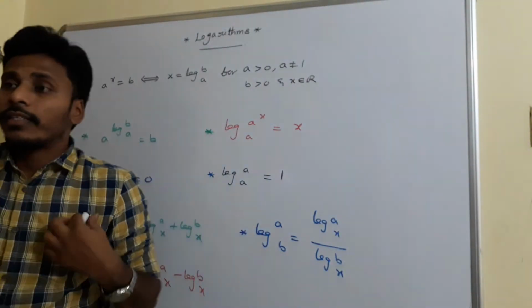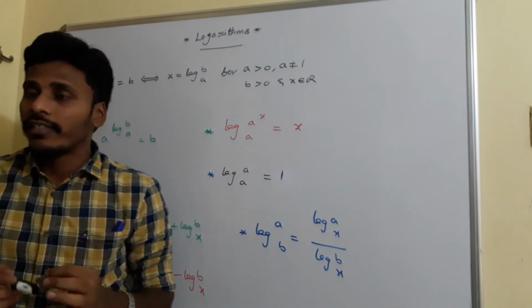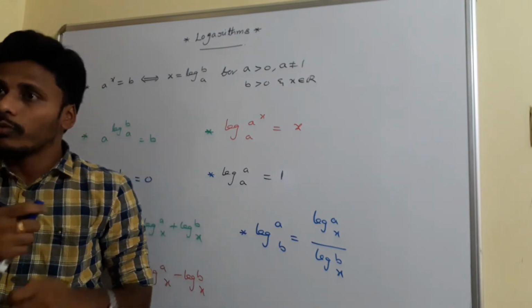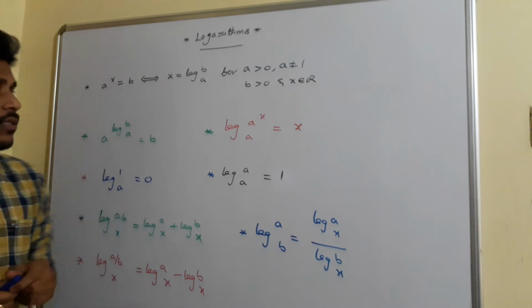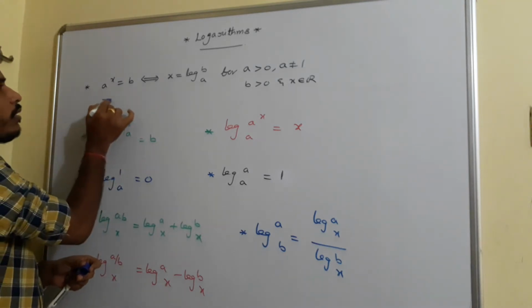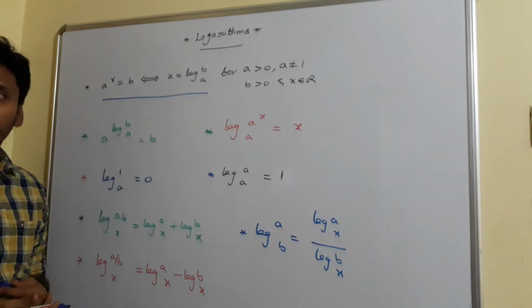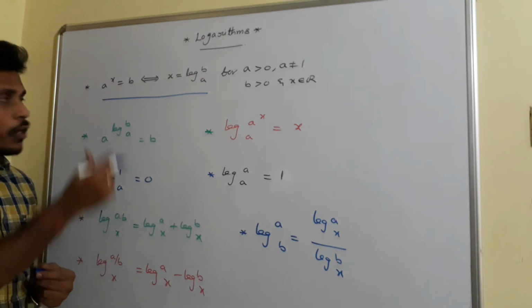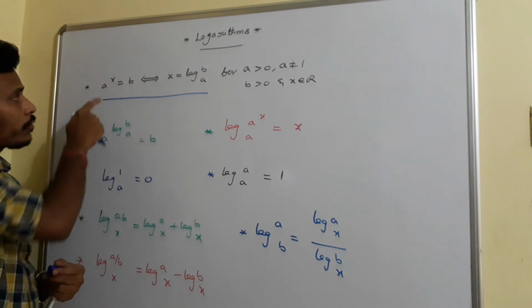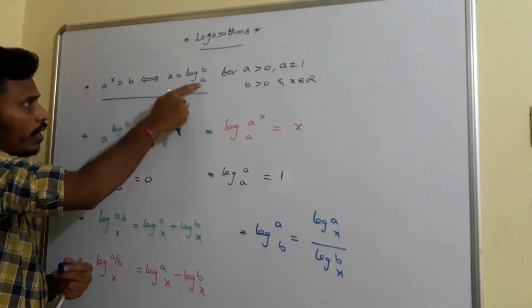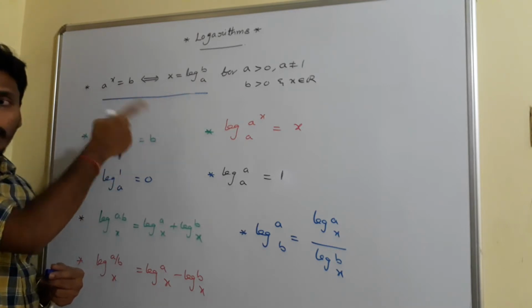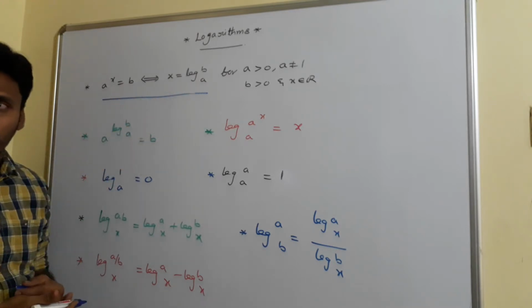The basic definition of logarithms is just a conversion from exponents to logarithms. If a to the power x is equal to b, then x is equal to log b base a. To convert from exponential form to logarithmic form, you need to send this a to this side as well as this a to this side.